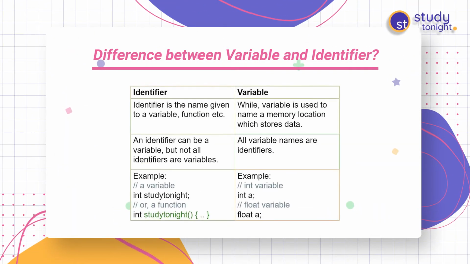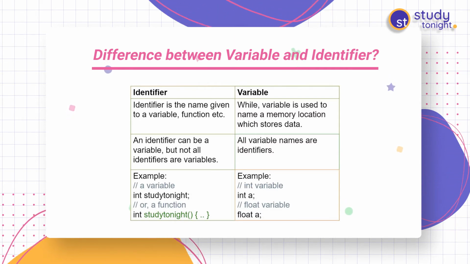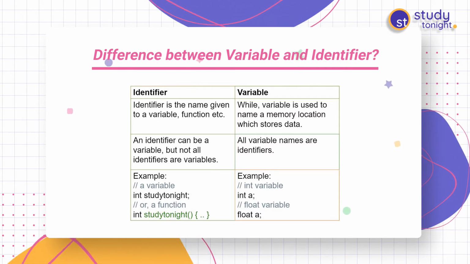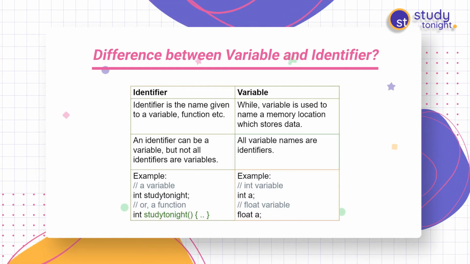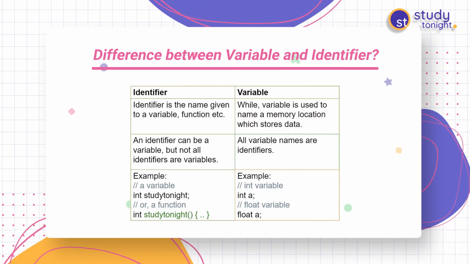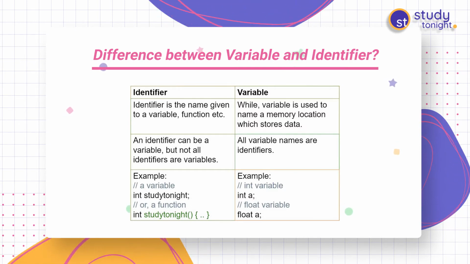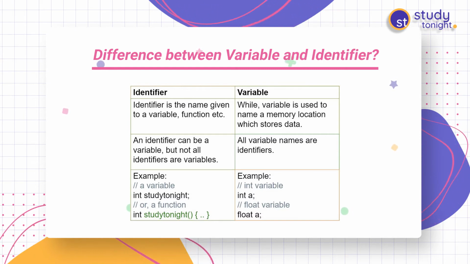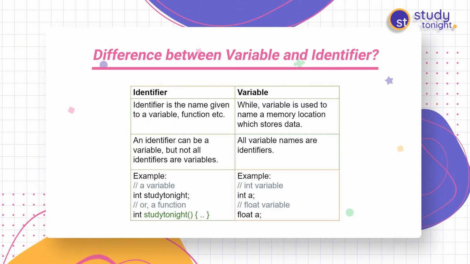Now, the difference between variable and identifier. What is the difference between variable and identifier? Identifier is the name given to a variable or function, etc. Now what is a variable? Well, a variable is used to name a memory location. Identifier is a name that we give to a variable. Variable is the name that we are giving to a memory location which stores data.